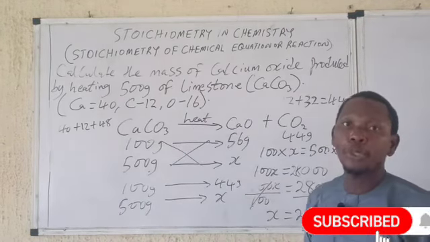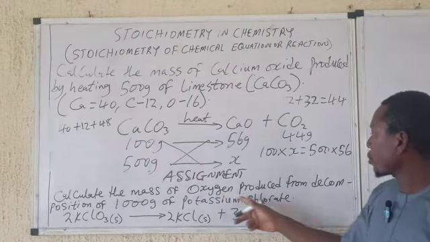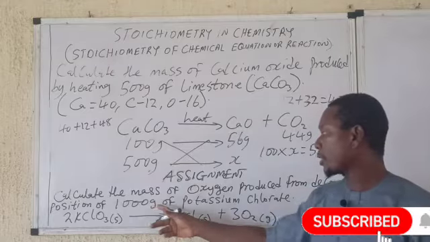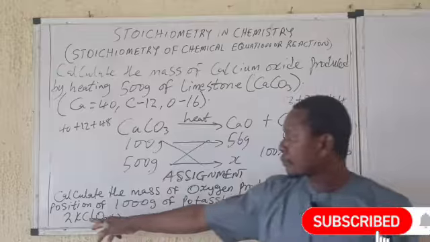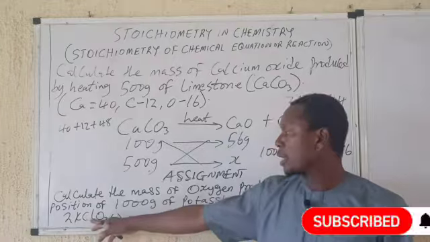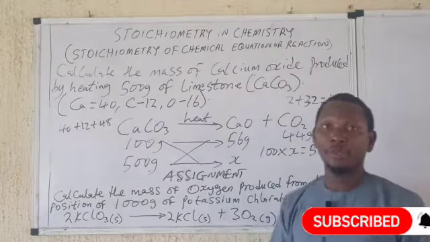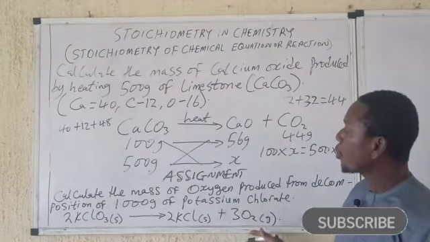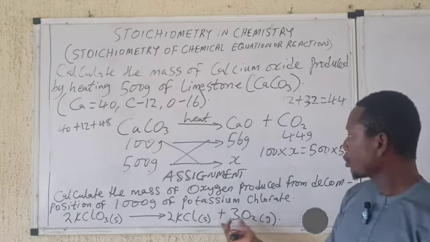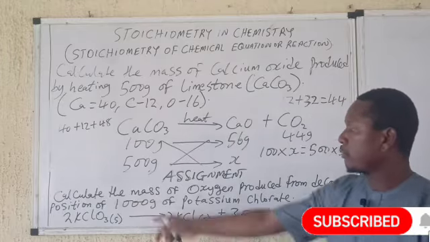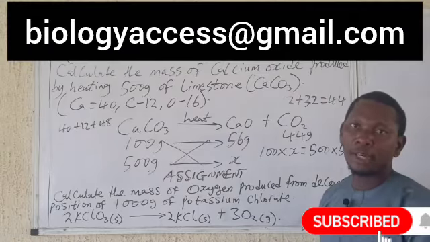I'm dropping an assignment on the board. So this is the assignment. Calculate the mass of oxygen produced from the decomposition of 1,000 grams of potassium chlorate. Potassium chlorate is also called potassium chlorate(V). All right. If you calculate the oxidation number of chlorine here, you realize that it's actually 5. All right. So what is the mass of oxygen produced from 1,000 grams of this? Calculate that. Send your answer to biologyaccess@gmail.com.